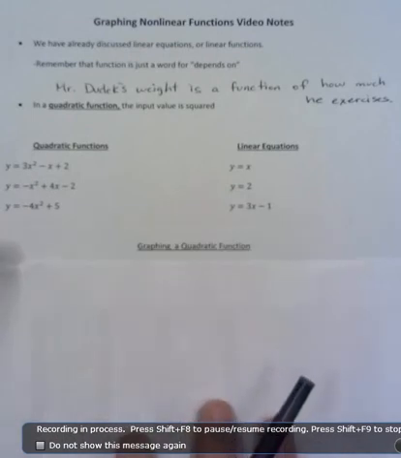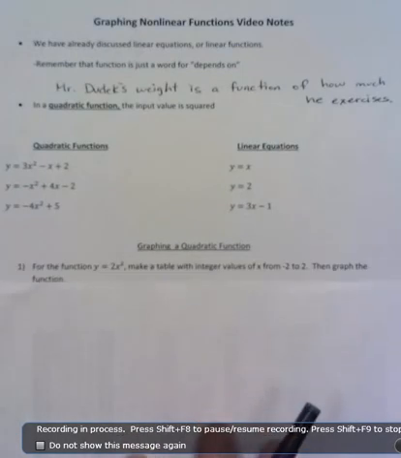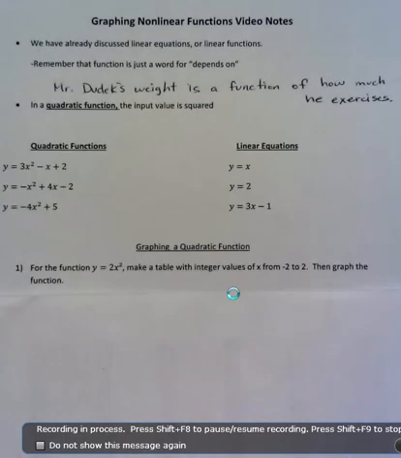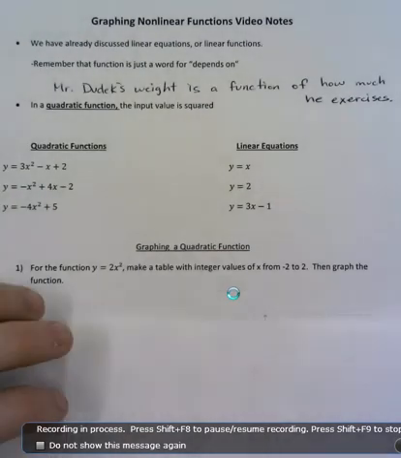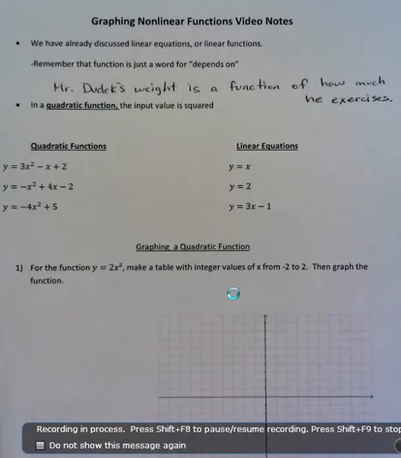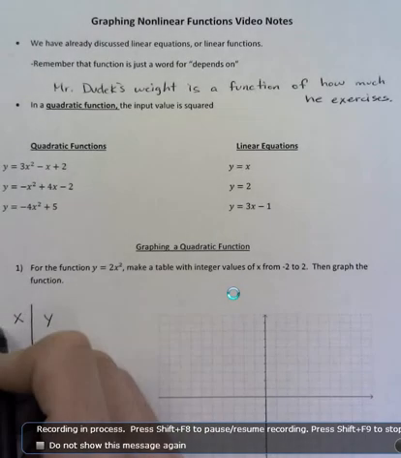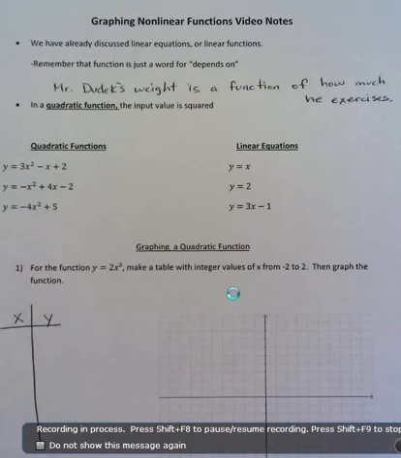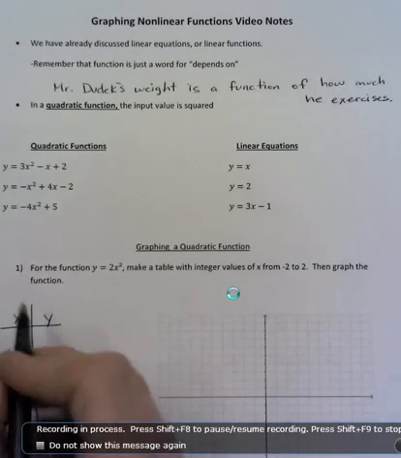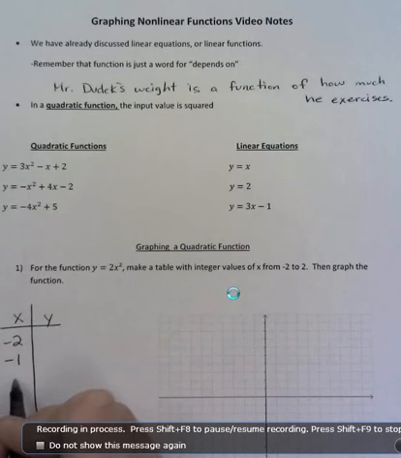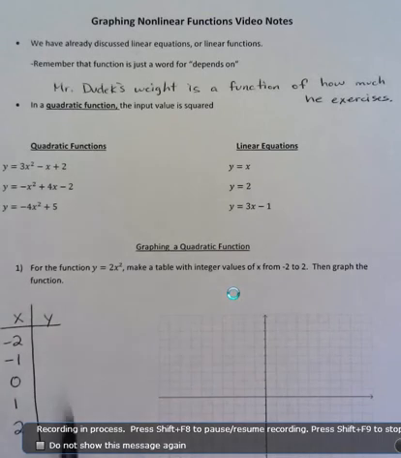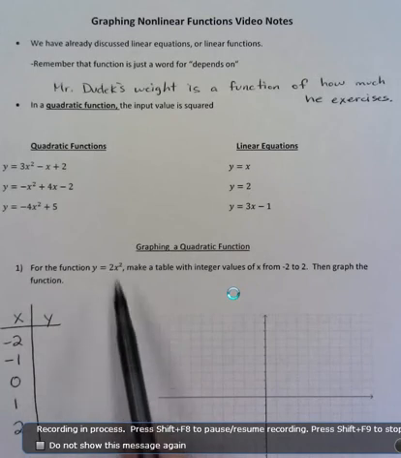Now, the question is, how do we graph a quadratic function and what will it look like? We graph these things in the same way that we would graph a linear function. So if you remember way back when, we started by making our xy table. So for the function y equals 2x squared, make a table with integer values of x from -2 to 2. So I'll start by doing that. Then it says graph the function. You can't graph a function without ordered pairs. So that's what we're trying to create here. Some ordered pairs that lie right there on our function.